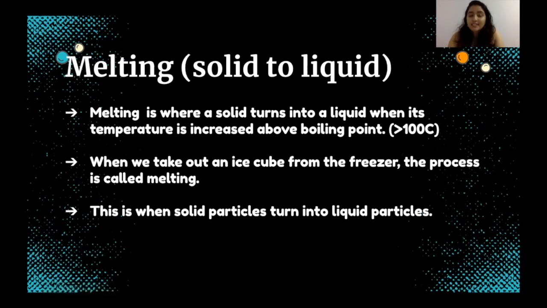Melting is when a solid turns into a liquid when the temperature around it is increased above boiling point, which is over 100 degrees Celsius. When we take out an ice cube, for example, from a freezer, that process is called melting, as this is when solid particles turn into liquid particles.